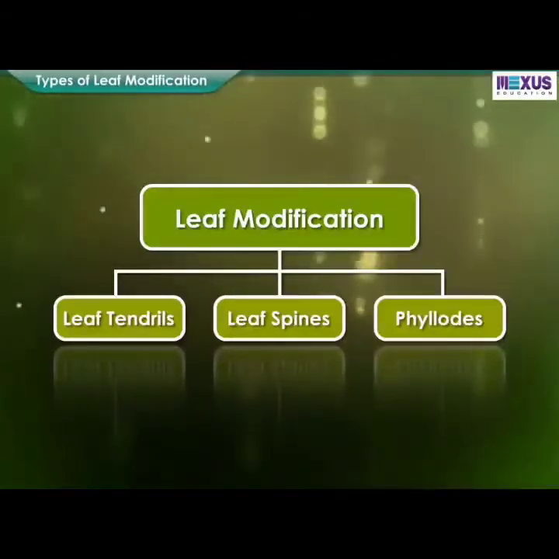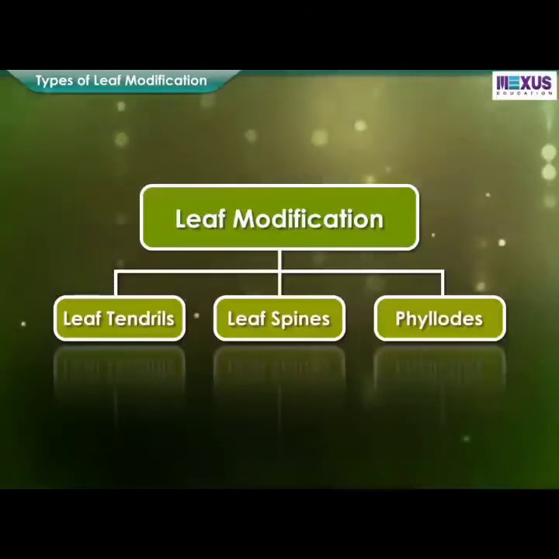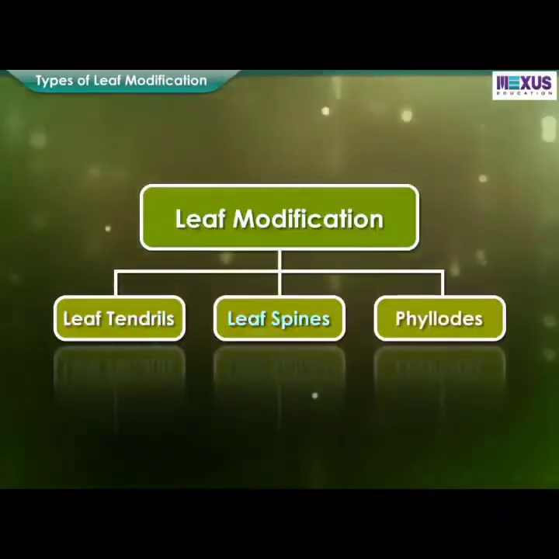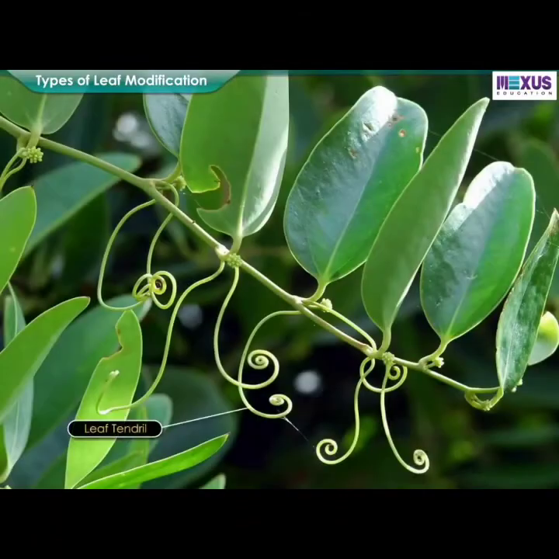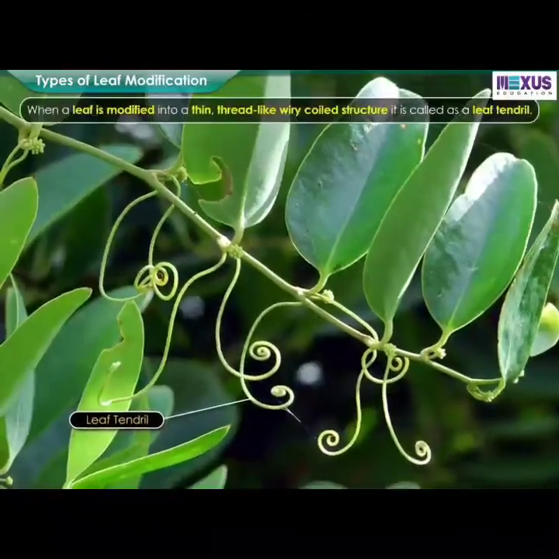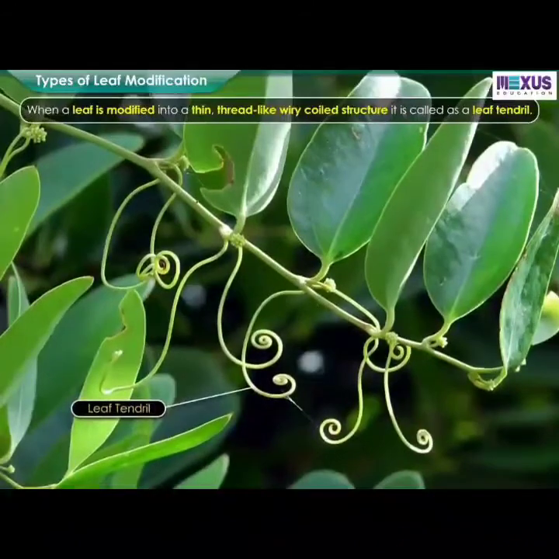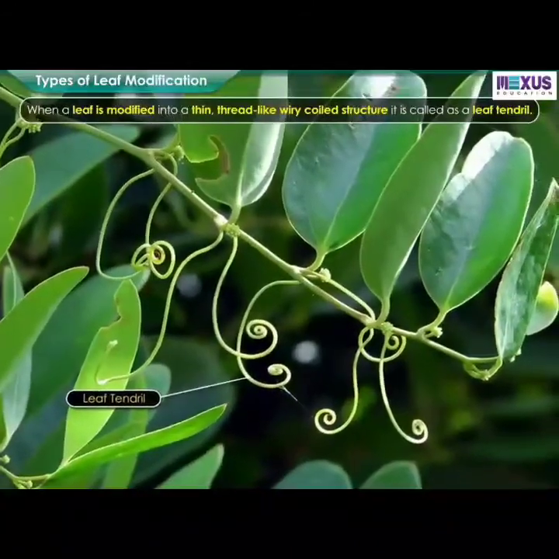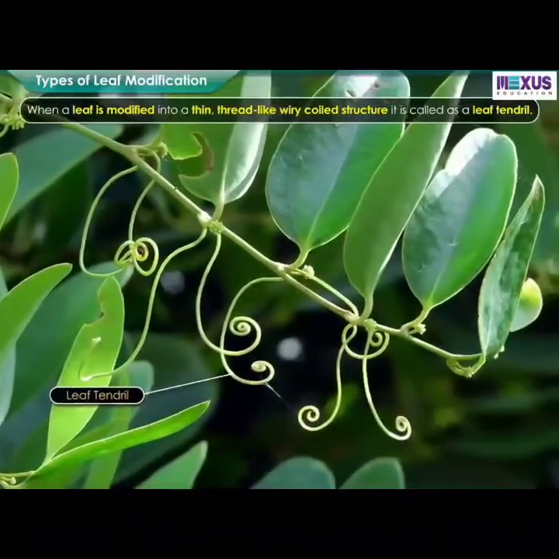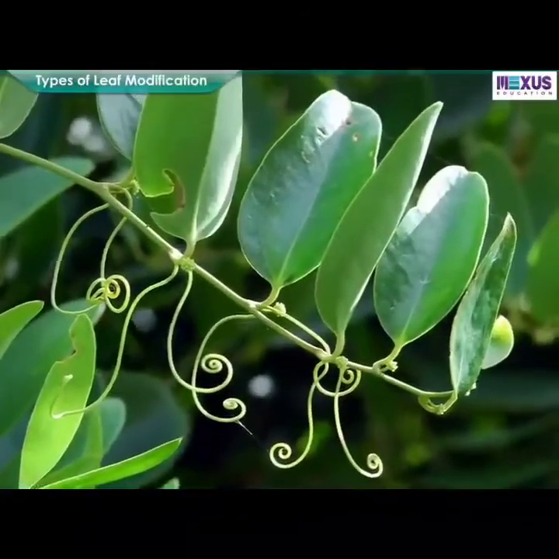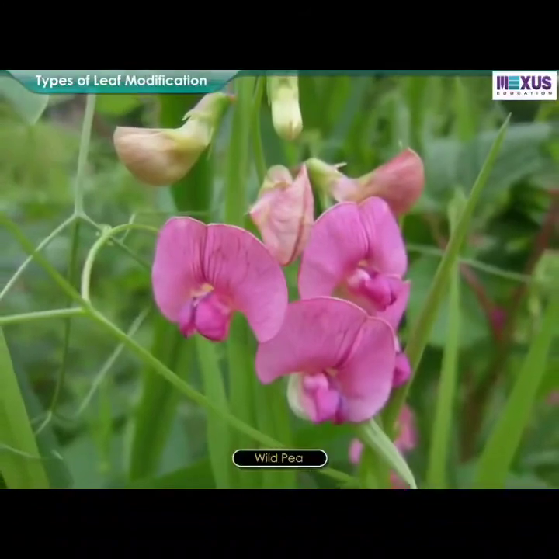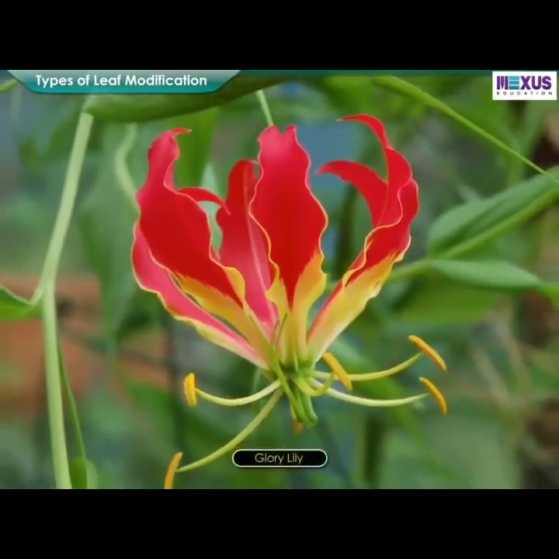In plants, the various types of leaf modifications are leaf tendrils, leaf spines, and phyllodes. Leaf tendrils. When a leaf is modified into a thin, thread-like wiry coiled structure, it is called a leaf tendril. It helps in climbing. For example, wild pea and glory lily.